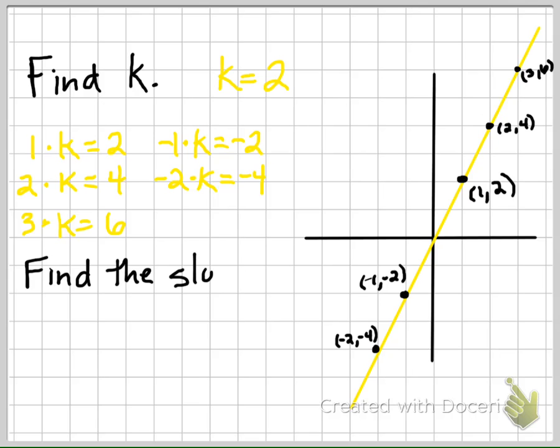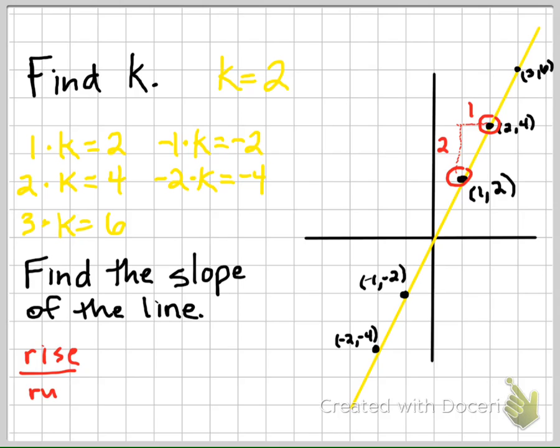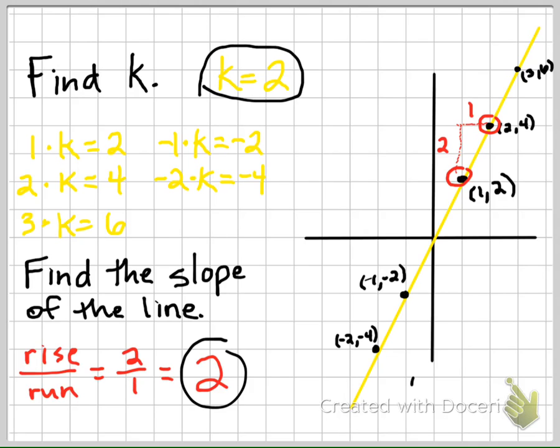Now, I'm also going to find the slope of this line. So I'm going to use these 2 points, and I'm going to do rise over run. I see that it rises 2, and then it runs 1. So rise over run is my slope: 2 over 1 equals 2.